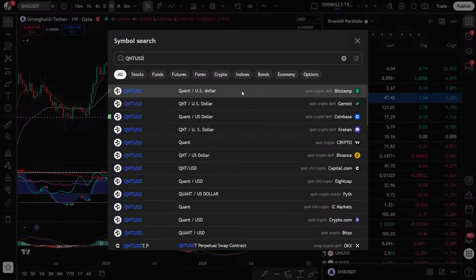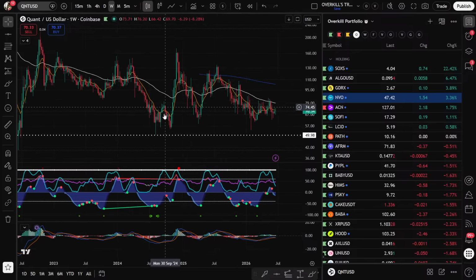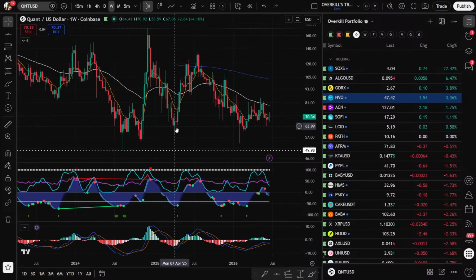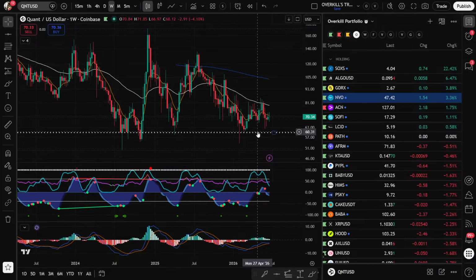We got QNT. I think QNT gave us a signal this week. No, it didn't. So QNT, again, this has been a very strong level of support since 2024. Okay, all the way back here to 2022. Actually, again, we bounced here in 2025. We bounced here in 2026. We bounced here in 2024. So I do like QNT here up above 60 bucks.